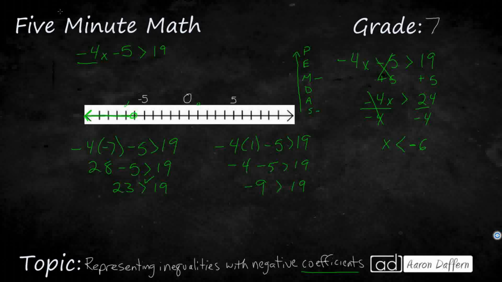So it is something that we have to remember when we are multiplying or dividing, trying to isolate a variable, and we're dealing with inequalities. Doesn't matter if we're dealing with an equal sign, because an equal sign is always an equal sign. If you multiply or divide with a negative coefficient in order to isolate that variable, you flip your inequality.